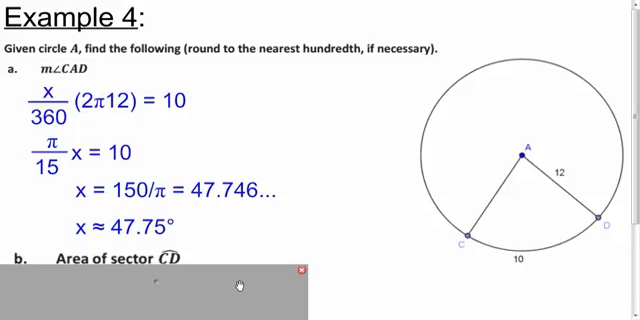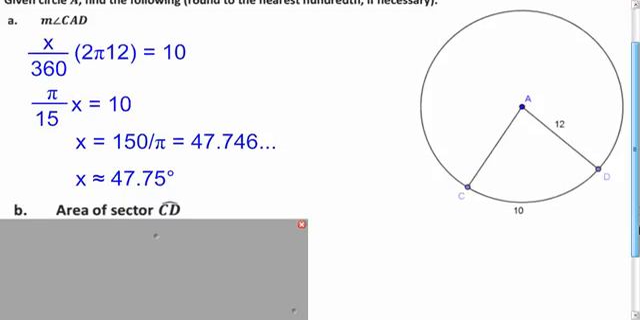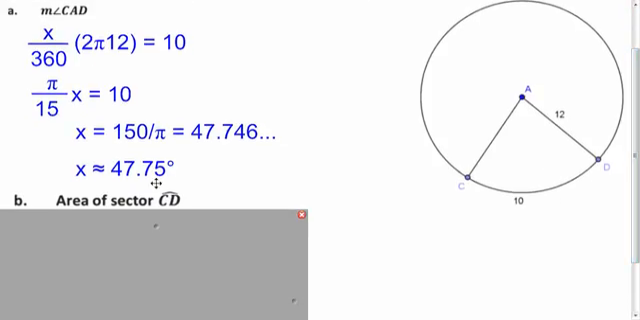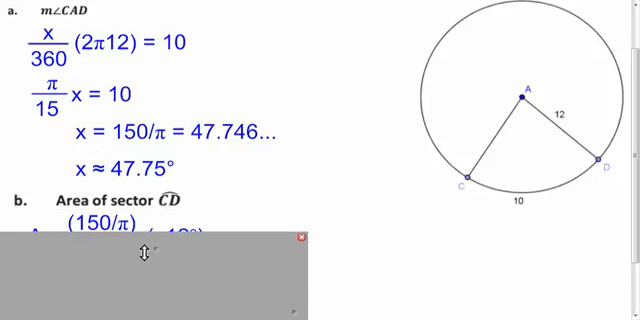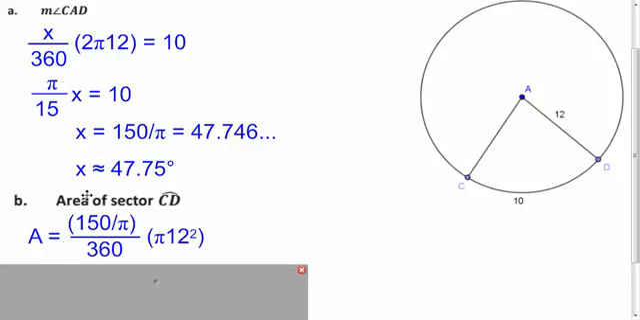And now I want to figure out what's the area of sector CD, so the area of this sector in here. Well, let's find an exact answer. So we're going to plug in 150 over pi for x. So what equation could we write in order to figure out this? Well, the area, A, is going to equal this measurement, this amount of degrees, divided by 360 times the area of the entire circle. So pi times 12 squared.